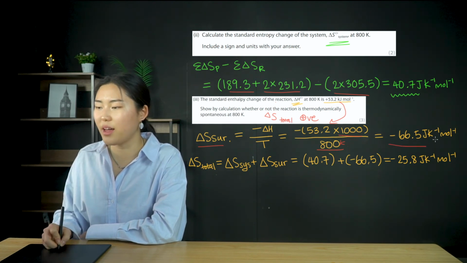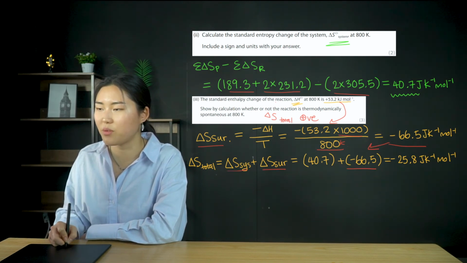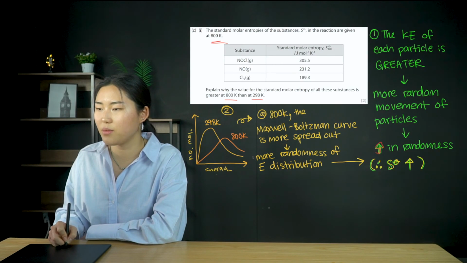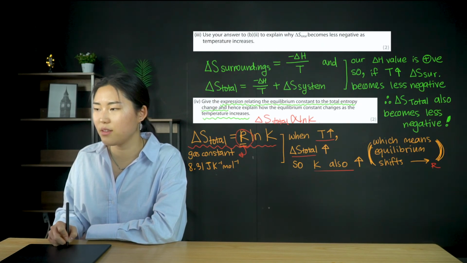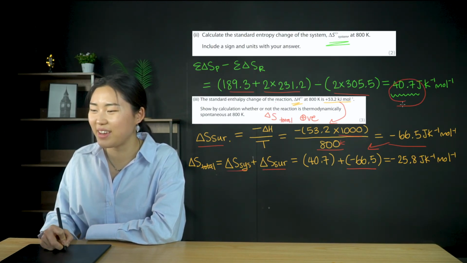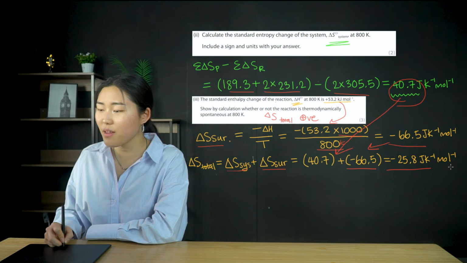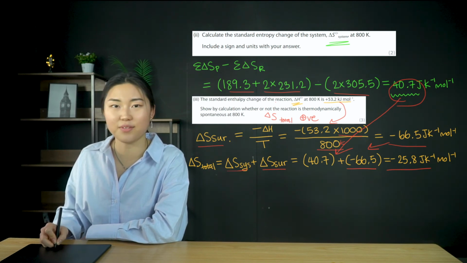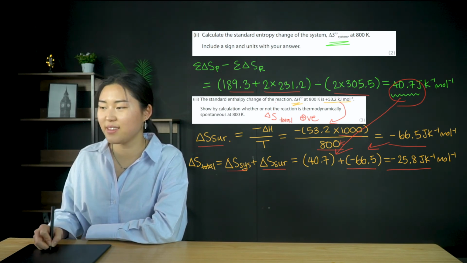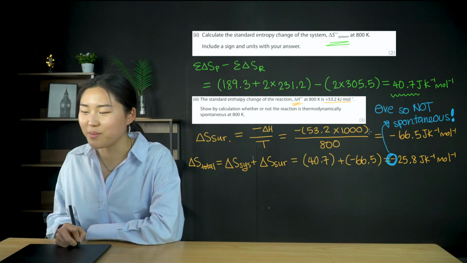And we're going to just put that into here. So that was delta S surroundings, and the delta S system we calculated in the previous question. What was it? Oh, it was this one. Yeah, that one is going to be in that bracket, and therefore you get minus 25.8 joules per Kelvin per mole. So this is negative, right? So it's not going to be spontaneous even at 800 K, which is a very, very high temperature.